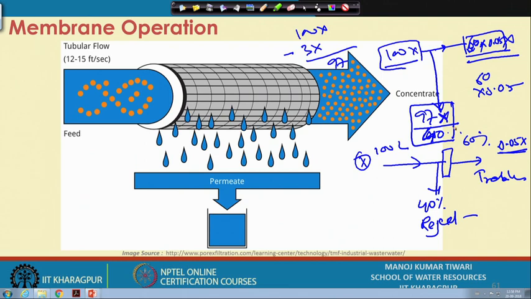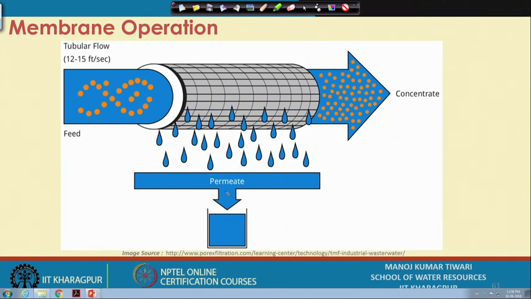The mass which is coming in will be going out along with the concentrate or reject. The earlier amount of contaminant in the purified water is transported here. So the reject will have a much higher concentration, which is why we call it a concentrate, whereas the permeate will have very little concentration. That way these membrane systems work.